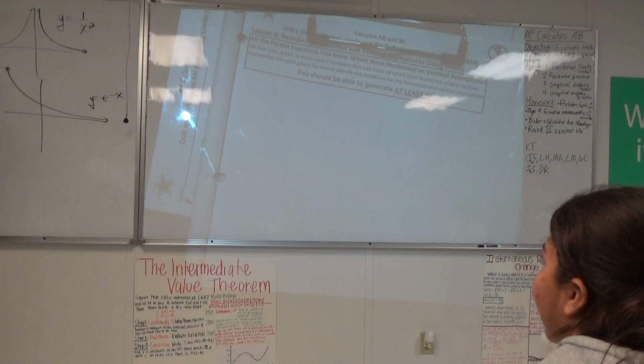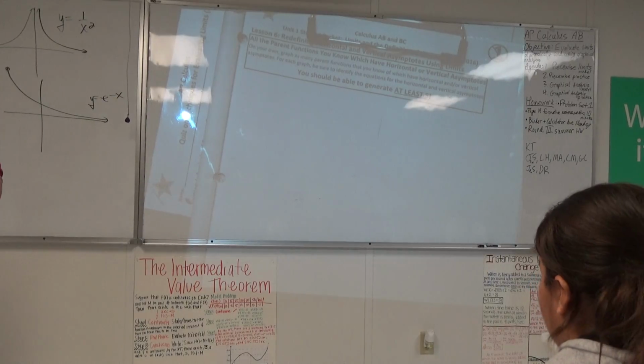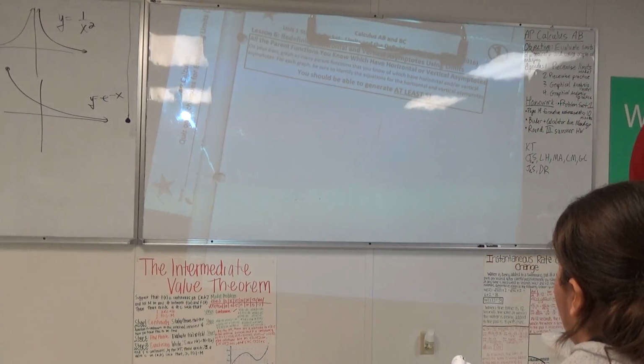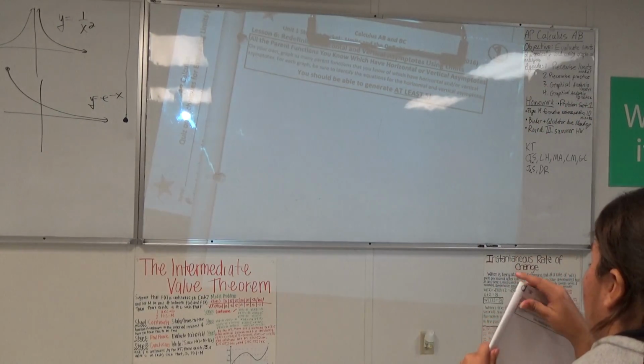All right, what you have is 3 minutes, working with whoever you would like around you, on this paper here, to identify all the parent functions that you can think of that have either a horizontal asymptote or a vertical asymptote. I just want this to be your download of all the parent functions you know of that have asymptotes. If you need to use your parent function survival guide, that's fine.